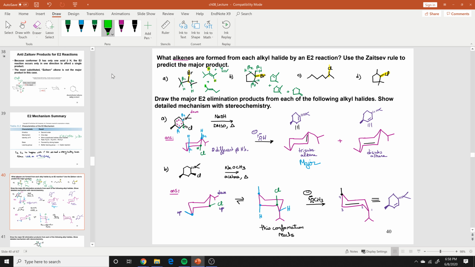So this is the alkene. It's going to be 1, 2, and 3. This is a tri-substituted alkene. Here, that is going to be a di-substituted alkene, and again, a di-substituted alkene. So this is going to be my major product. So circle that, and that is going to be my major product. And these two are going to be my minor products because they are di-substituted alkenes.